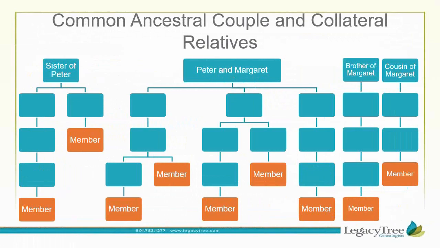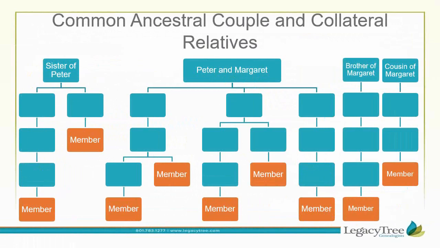So maybe we've got, in this example, 5 descendants of Peter and Margaret, and they form kind of the main setup of our cluster. But then we also have 2 descendants of Peter's sister who have been merged into that cluster because they share DNA with that central 5 members. And then we also have 2 descendants of Margaret's collateral relatives, a descendant of her brother and a descendant of her cousin. They share DNA with each other, and they match with those 5 central individuals.